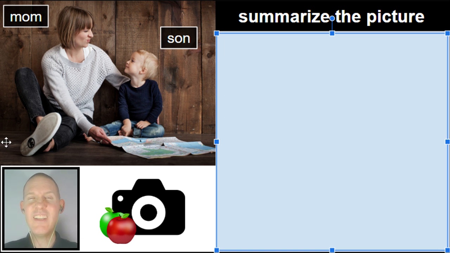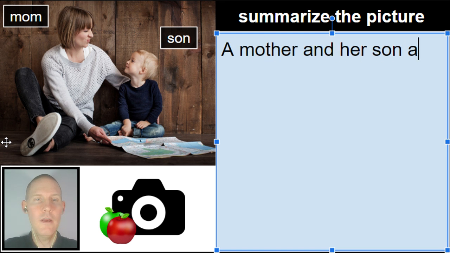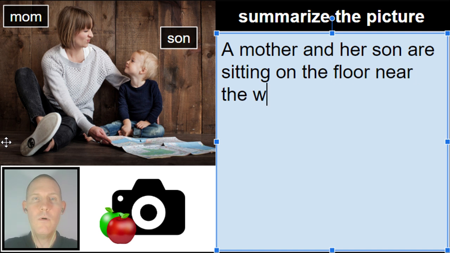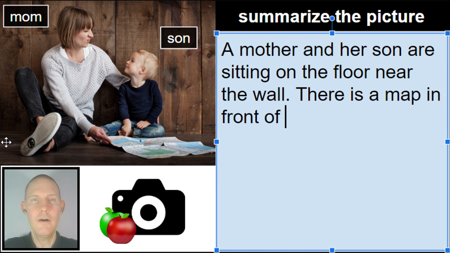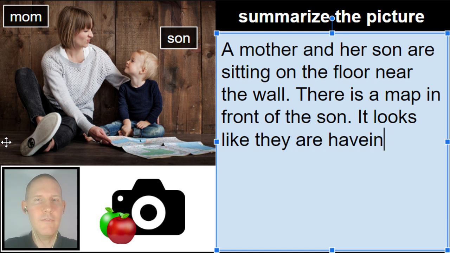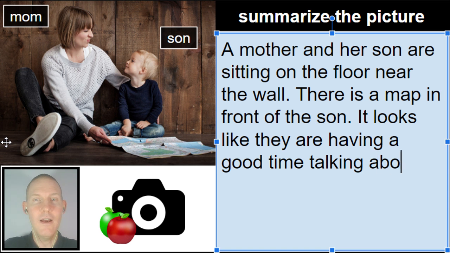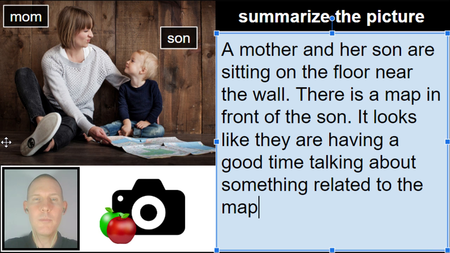So let's summarize this picture. I just gave you a lot of details about it, but sometimes we just want a few pieces of information. So we could say a mother and her son are sitting on the floor near the wall. There is a map in front of the son. It looks like they are having a good time talking about something related to the map.